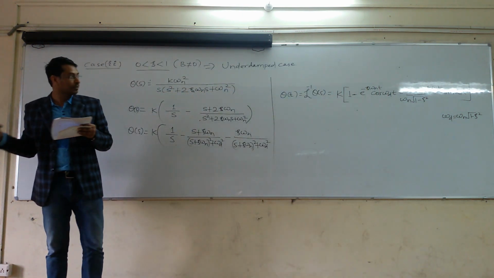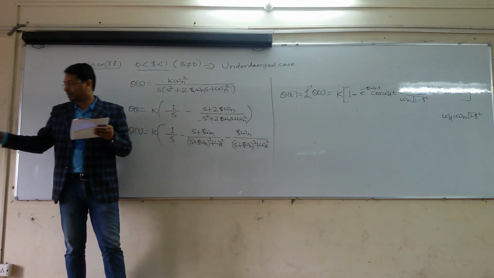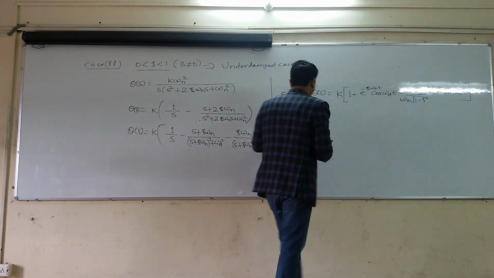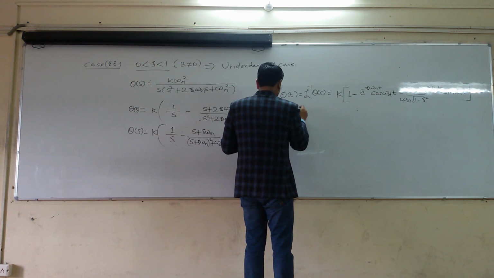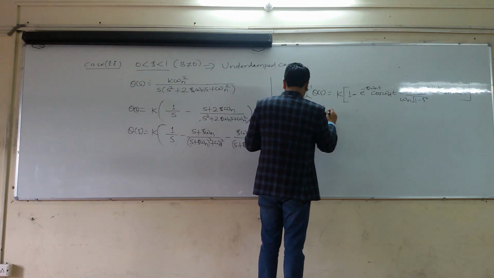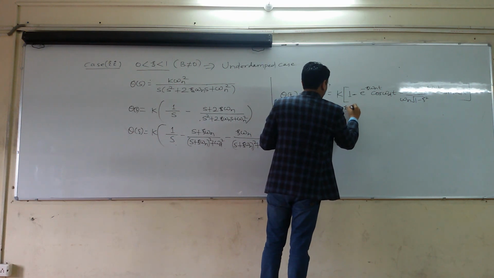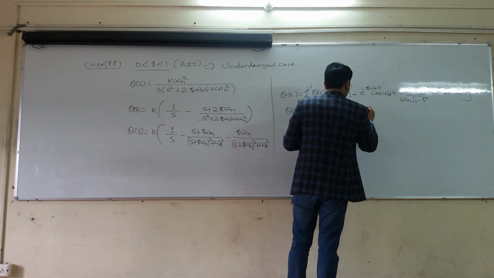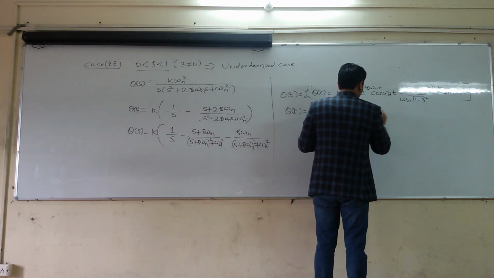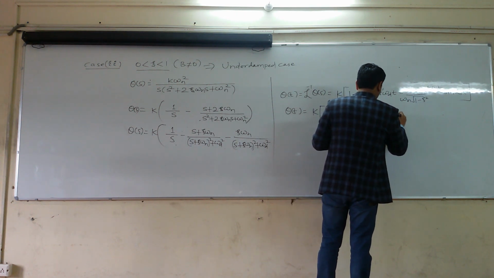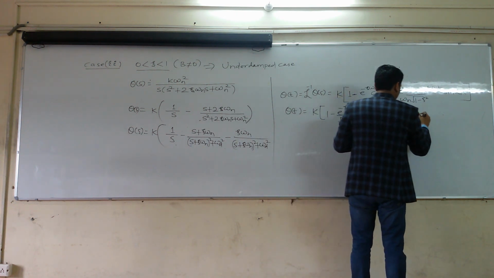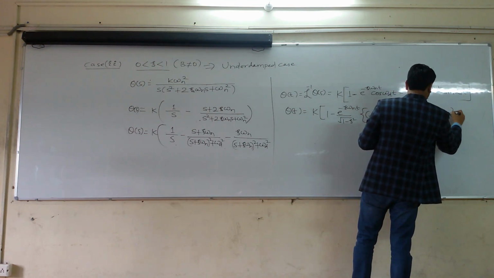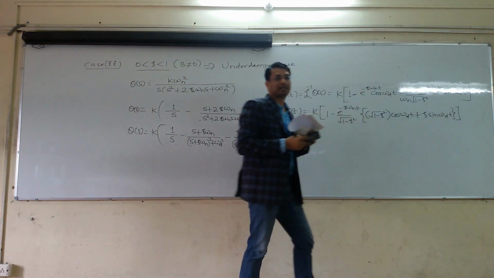Correct? Okay. So now I am going to rearrange this equation a little bit, and then we will come to our final solution. So your theta t will be equal to k multiplied by 1 minus e to the power minus zeta omega n t divided by root under 1 minus zeta square, times (root under 1 minus zeta square cos omega d t plus zeta sin omega d t). Correct?